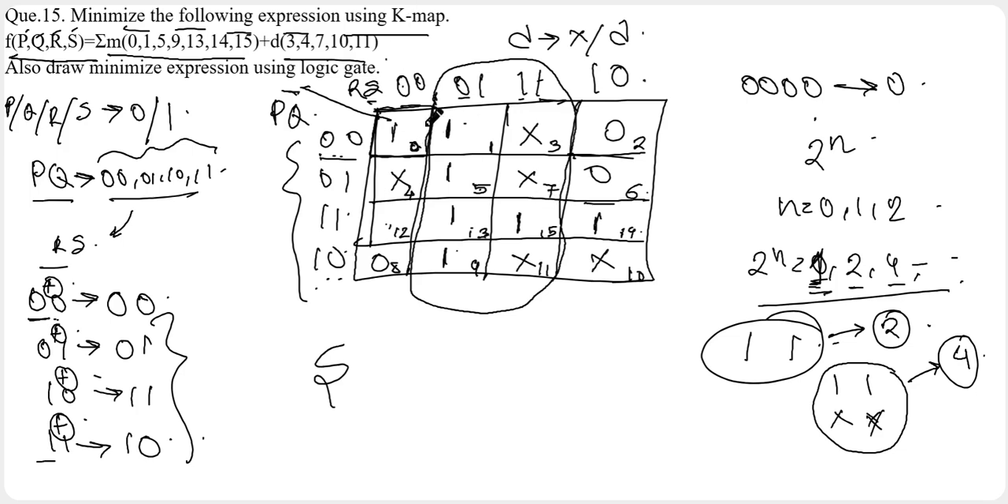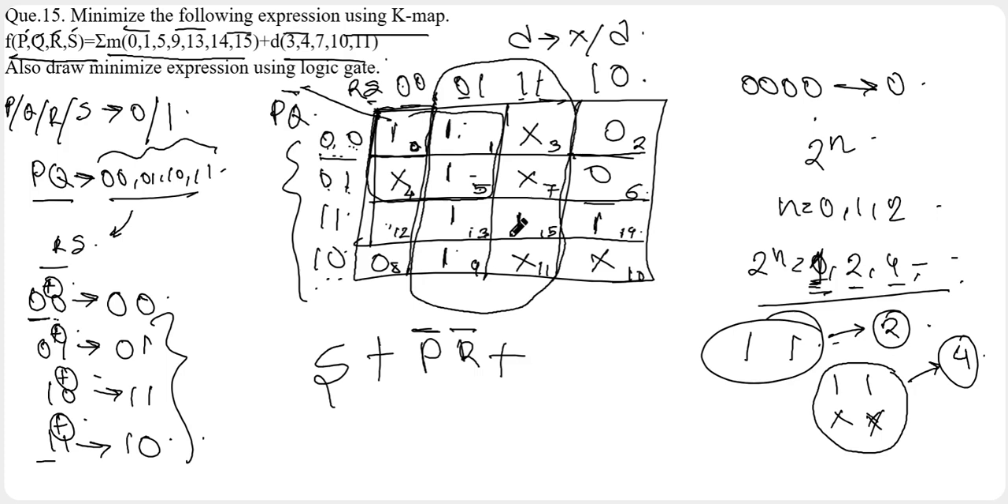And now for the next group, if we take this group, 0 1 1 1, we can see the value of P here is fixed at 0, but the value of Q is changing from 0 to 1. So the value of the P variable is fixed at 0. Now as the value is 0, we will represent it by P bar. And for the column wise, the value of R is fixed at 0, and the value of S is changing from 0 to 1. So we will write P bar R bar.